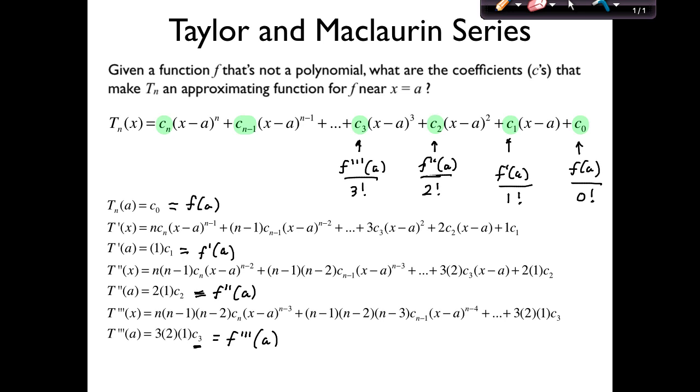The same thing with the third derivative. If we force our polynomial to get the third derivative right, C3 would have to be f triple prime of a over 3 times 2 times 1, or 3 factorial. So what are we doing? We're building this polynomial so that it keeps getting everything right at a. The more derivatives we get right at a, the better it's going to approximate our function near a. I'll show you in the graph. Again, the more things we get right at a, the better our T function will approximate f near a.